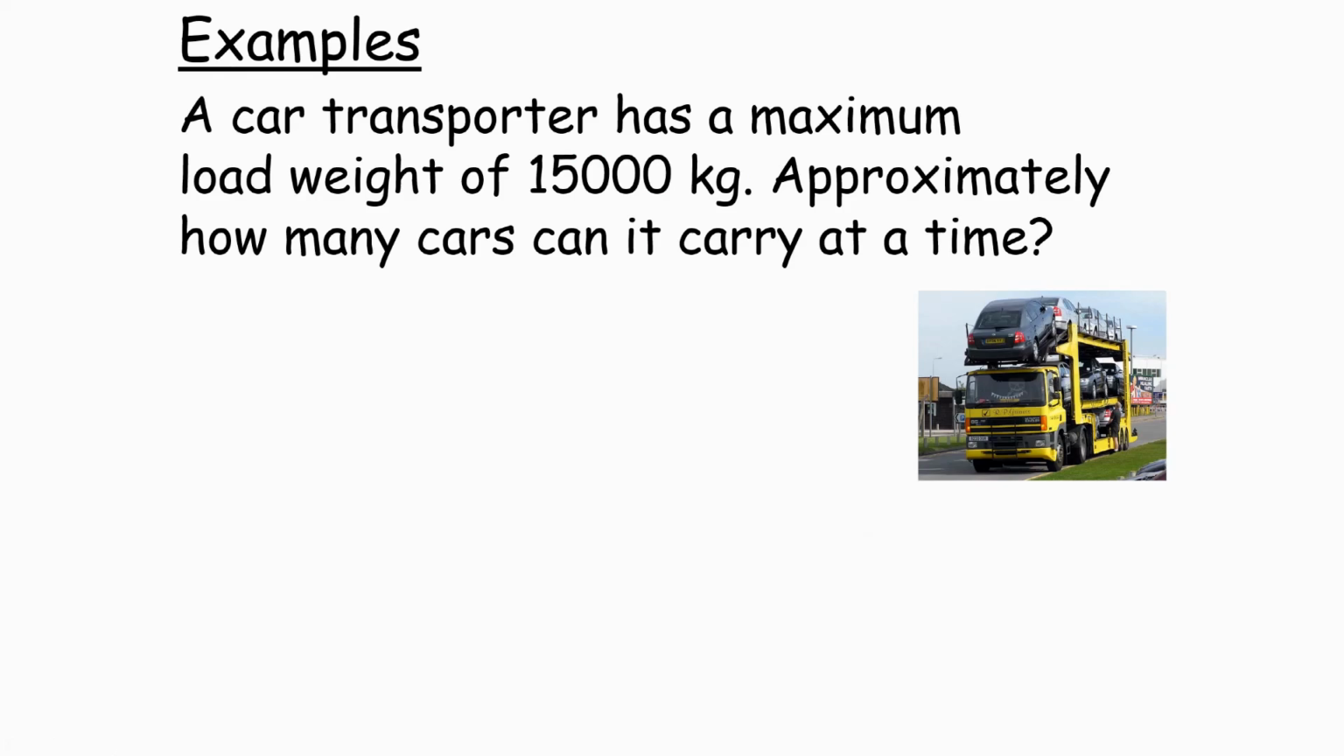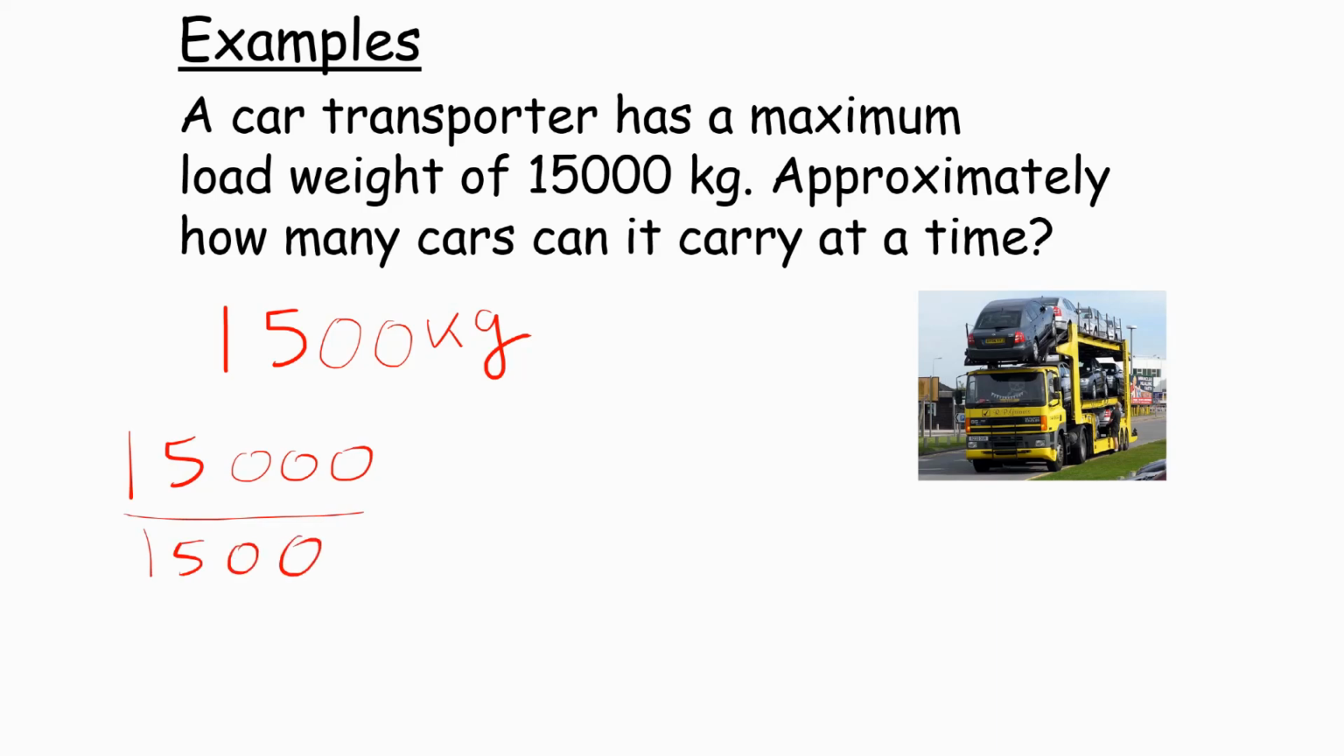A car transport has a maximum load weight of 15,000 kilograms. Approximately how many cars can it carry at a time? Well, the average mass of a car is 1,500 kilograms. So we just need to do 15,000 divided by 1,500, which is going to be exactly 10. So it can carry approximately 10 cars at a time. Obviously, that's not factoring in the amount of space that it has, but approximately 10 cars.